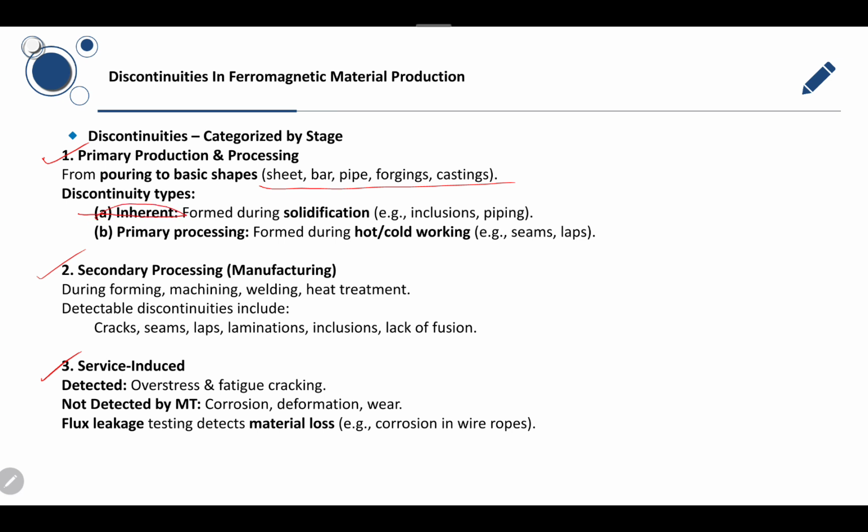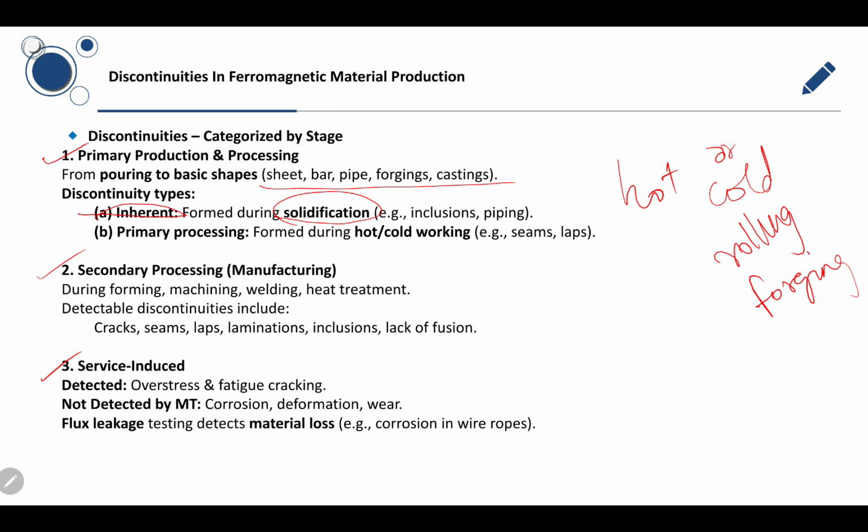First, inherent discontinuities. Inherent discontinuities originate during the initial melting, refining and solidification of steel, meaning they are present before any hot or cold working like rolling or forging even begins. Here are some key types: pipe, non-metallic inclusions and blowholes.